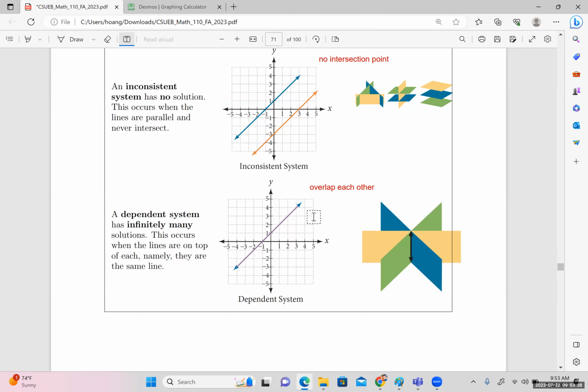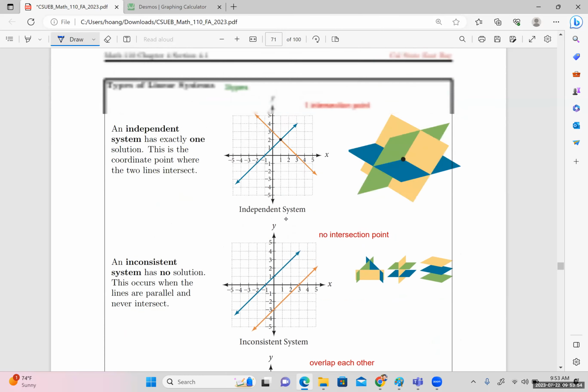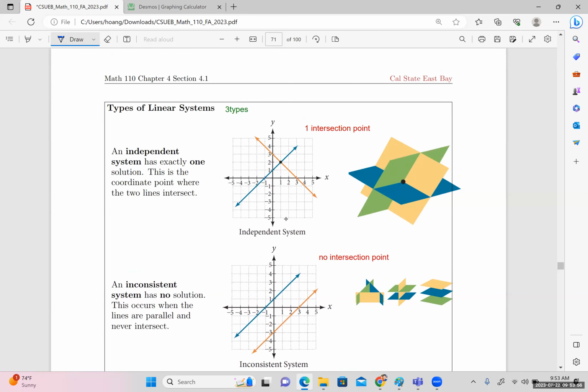So since it becomes one line, how many intersections do we have? It's always intersection, right? All the points on the line will be intersection points. So that's what we call infinitely many solutions in this case. Okay, so let's take a look at the name of each type.